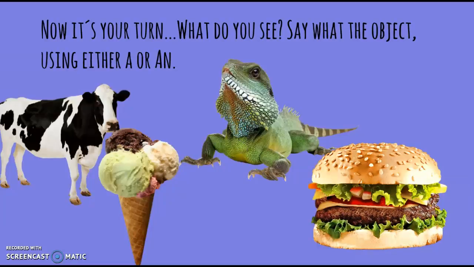Now, right above the ice cream, a little bit to the right, what's that green animal? Ooh, it's an iguana. An iguana. Another vowel noun, an iguana. And right below the iguana, it's a delicious hamburger, a hamburger, because H is a consonant.